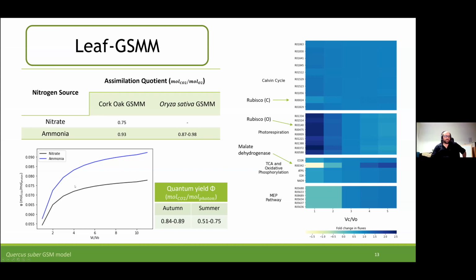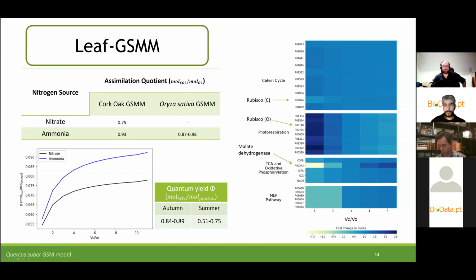Another validation that is usually performed with these models is the quantum yield, which is the CO2 that is assimilated per photon used during the simulation. We also calculated this quantum yield both for nitrate and ammonia, and according to literature in the autumn, this coefficient should be between 0.84 and 0.89, and somewhere between 0.51 and 0.75.